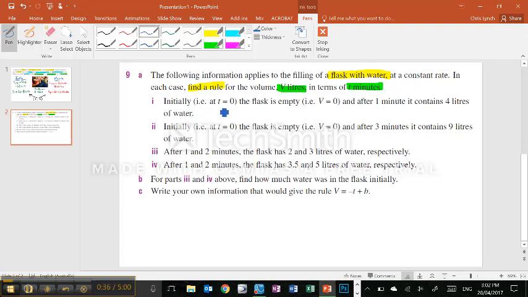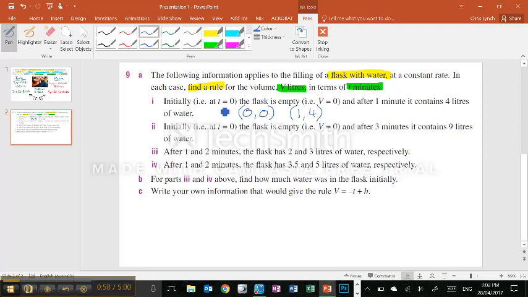Initially, i.e. at T equals 0, the flask is empty, V equals 0. So that there is our first coordinate, 0, 0. And after 1 minute, it contains 4 litres of water. Well, what we can do is write another coordinate there, 1, 4. Hopefully, that is making sense to you.